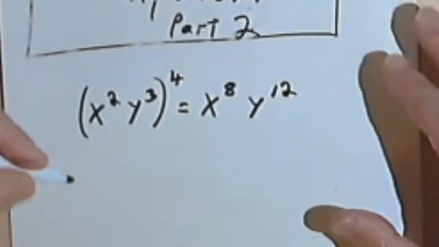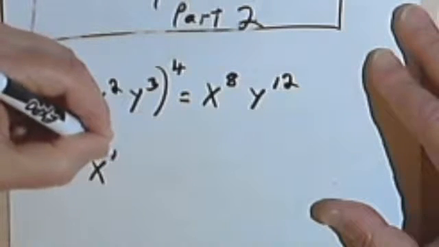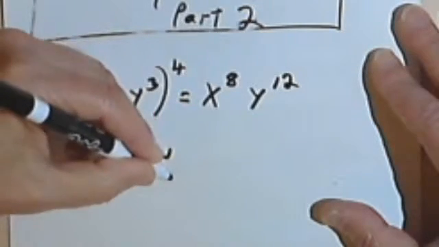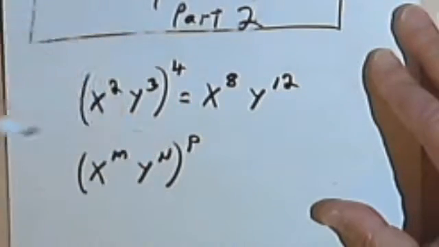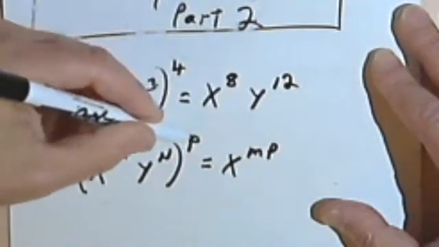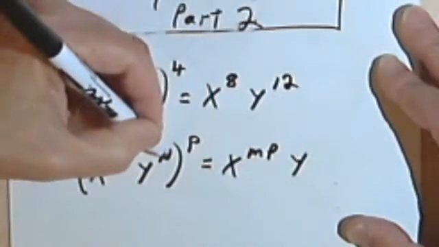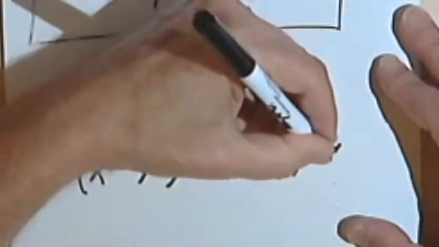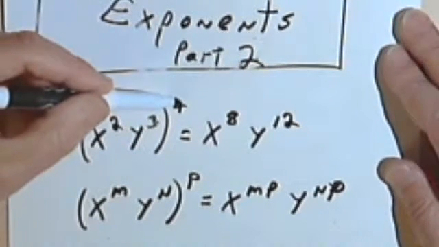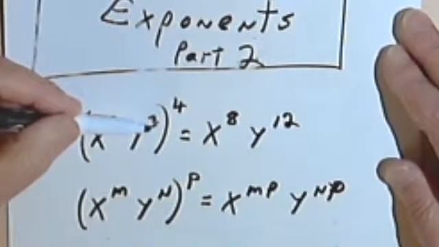If we wanted to write this out in general terms, we could say that if we have x to the m and y to the n, and we want to raise all this to the p power, then we would have x to the mp, in other words, m multiplied by p, times y to the n multiplied by p. In general, the main thing to remember is you're more or less distributing this exponent to each of the exponents inside the parentheses.